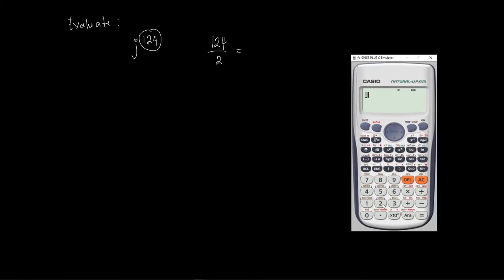62. So 124 divided by 2 is 62. Now evaluate: is 62 odd or even? Even. So when it is even, that is positive. When it is odd, that is negative. Keep watch of that: even, positive; odd, negative.